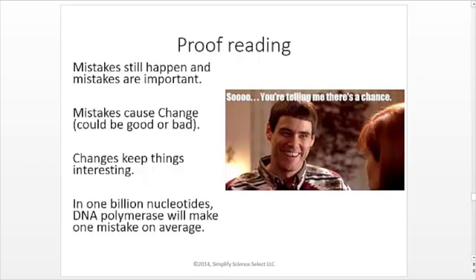Now, I know it's called a mistake, and mistakes sound bad, but mistakes are important. They cause change. Changes can be good and changes can be bad, but changes keep things interesting. In 1 billion nucleotides, DNA polymerase will make one mistake on average.